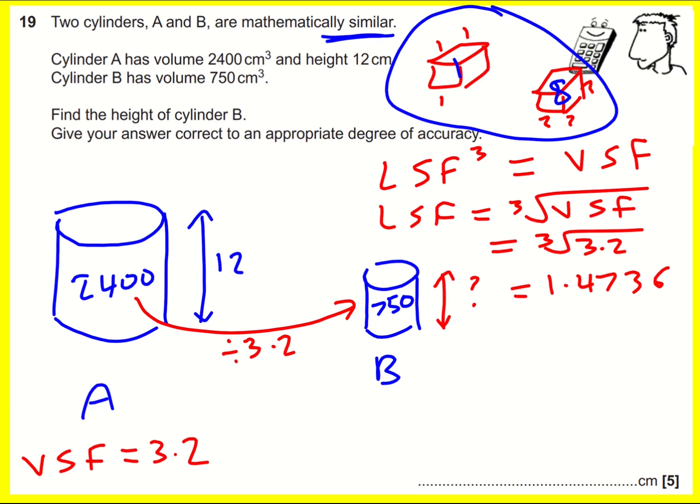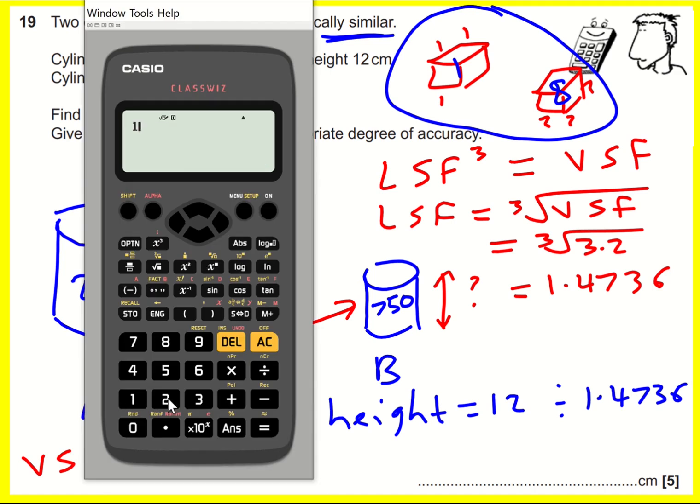Finally, I'm basically done now. I can get the height because it's going to be 12 divided by 1.4736. I should use the exact answer on my calculator. 12 divided by answer, and I get 8.143.